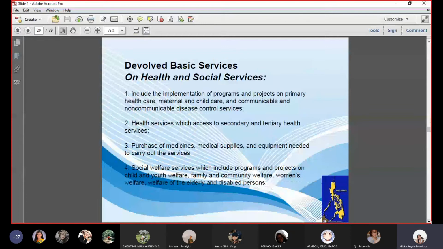So that's it. Now, devolved basic services on health and social services. Number 1 includes the implementation of programs and projects on primary health care, maternal and child care, and communicable and non-communicable disease control services. So we have programs and projects for that. Sometimes this is delegated to the barangays, projects and programs for maternal and child care or health care, free vaccination systems, and so on. So health services, with access to secondary and tertiary health services, the purchase of medicines, medical supplies, and equipment needed to carry out the services.